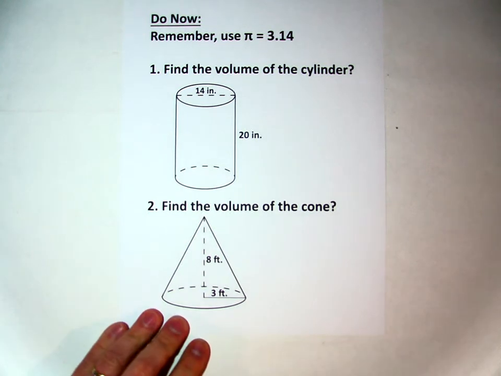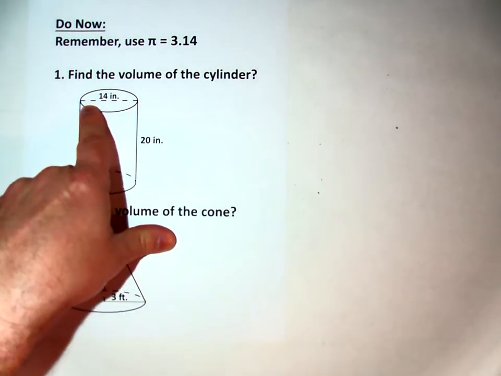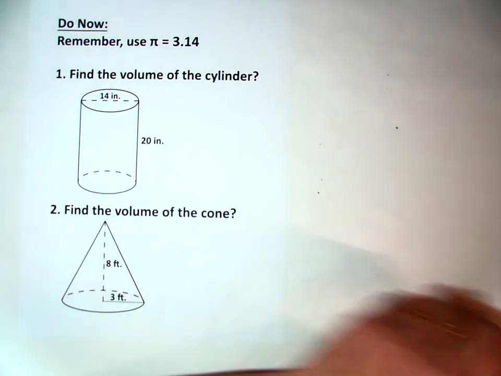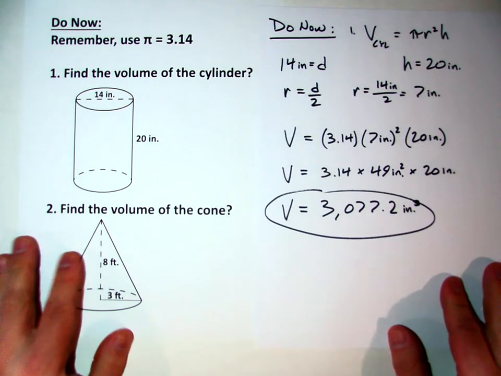You should have found both answers. Let's take a look at the first one. Number 1, find the volume of the cylinder that has a diameter of 14, but what do we need? We need the radius. So hopefully you paid attention to that.